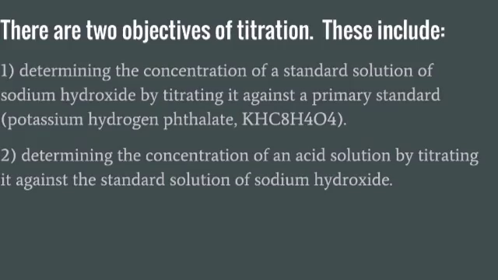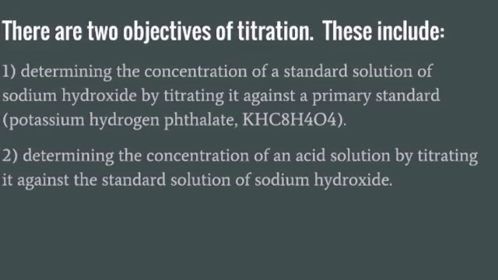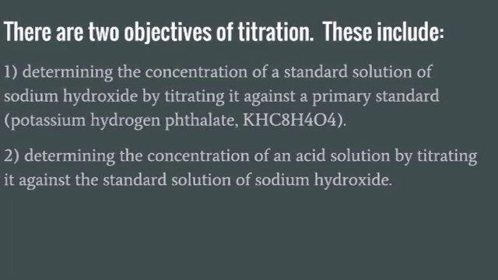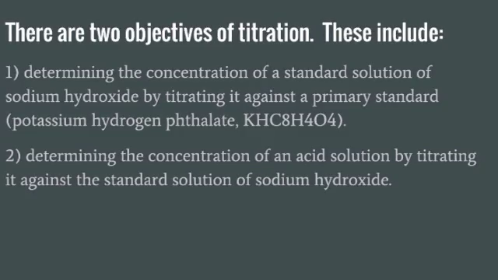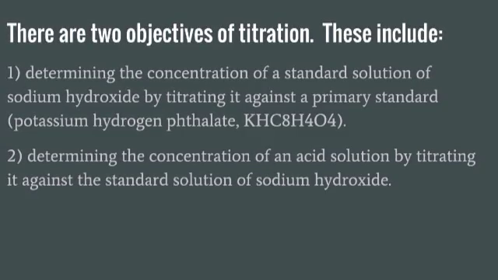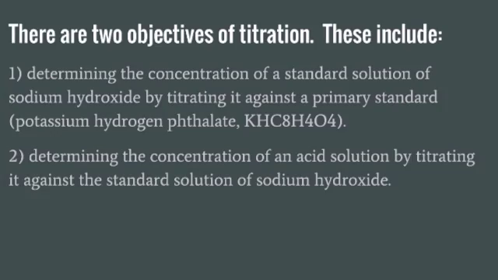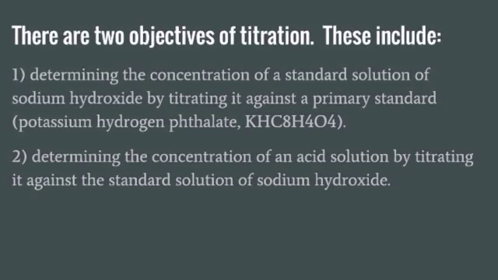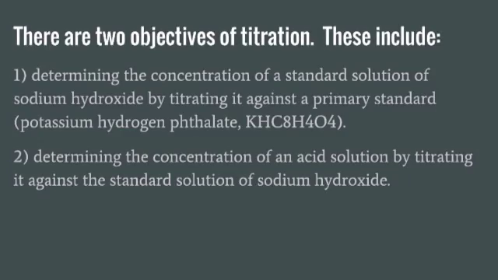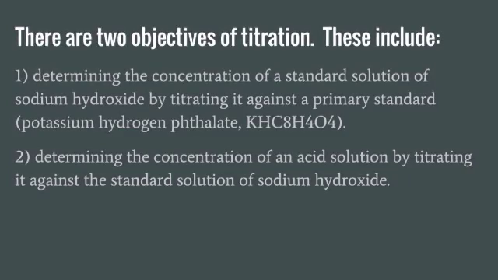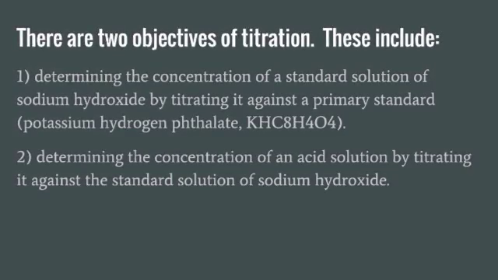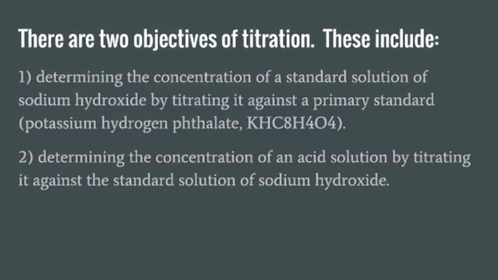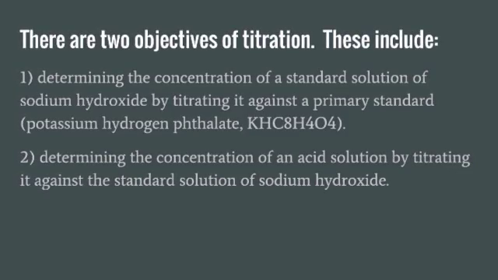So what are the objectives of titration? There are two main objectives of titration, and these include, first of all, determining the concentration of a standard solution of sodium hydroxide by titrating it against a primary standard. And in this case, the primary standard that we're going to be using is potassium hydrogen phthalate, which is KHC8H4O4. And the second objective is to determine the concentration of an acid solution by titrating it against the standard solution of sodium hydroxide.